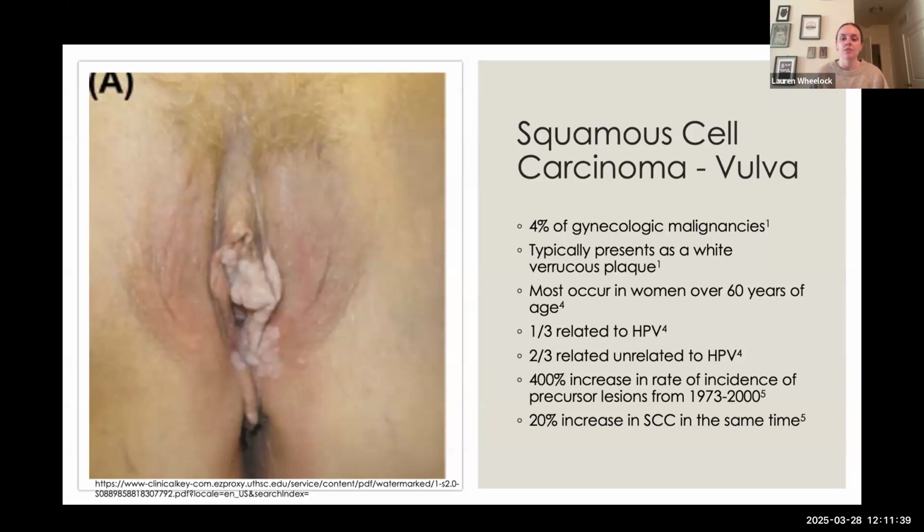Of note, there was a 400% increase in the rate of precursor lesions for squamous cell carcinoma of the vulva between the year 1973 to 2000. And in the same time period, there was also a 20% increase in full-blown squamous cell carcinoma. The study that I read attributes this mainly to an increase in patients seeking treatment and less so to a greater increase in incidence overall.